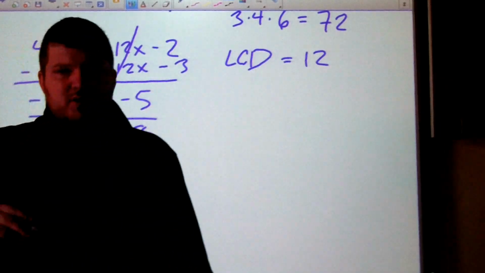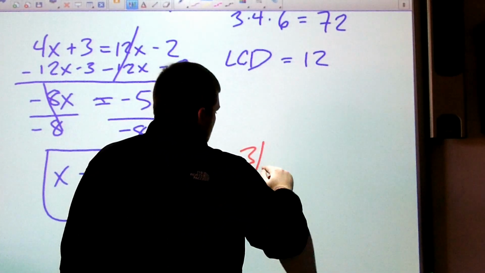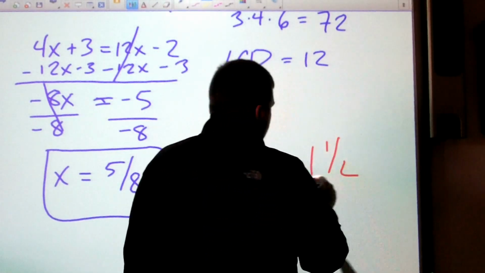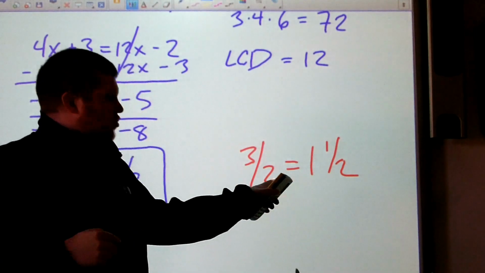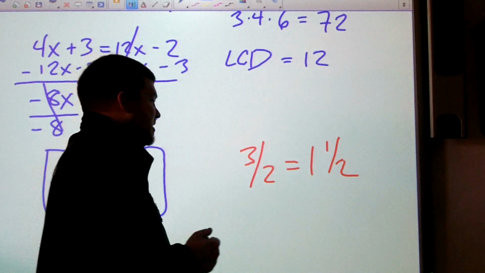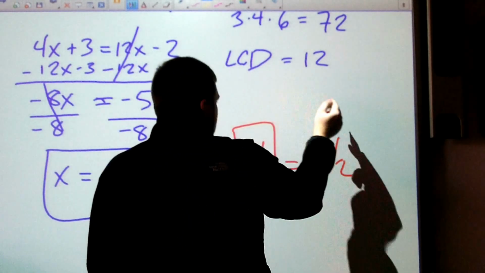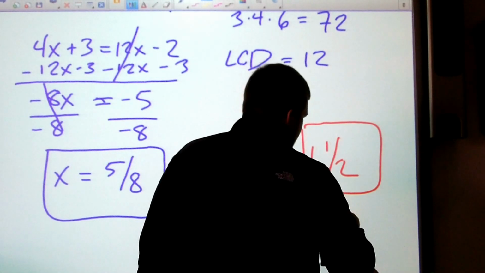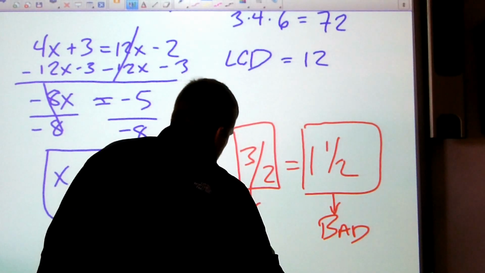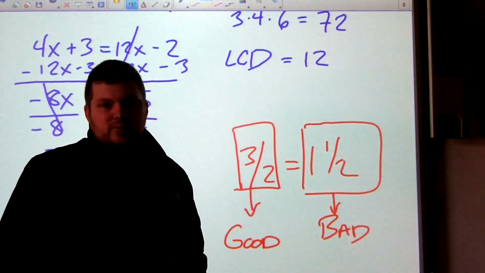Also, don't use mixed numbers. So for example, if you have 3 divided by 2, don't rewrite that as 1 1/2. Do not do that. Yes, it's true, but typically you're not going to see problems written like this at this level and beyond. You're going to see improper fractions. This is what you want, improper fractions. So this is good, and this is bad. This is kind of, honestly, babyish, okay? Don't do that.